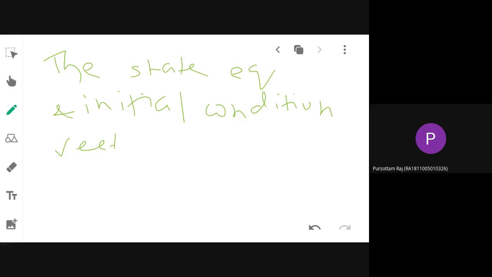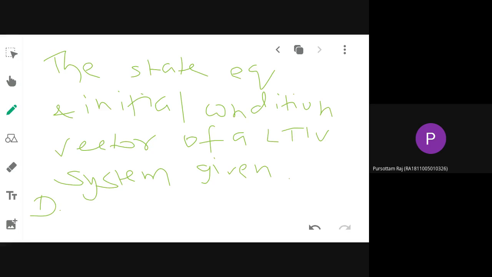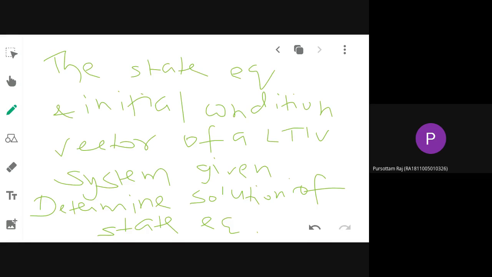So take down the question. The state equation and initial condition vector. Are you taking down the question or not? Yes, ma'am. You should try to give me the answer or else I will mark you absent. You should try. Try is what I am telling you. Take down the problem.